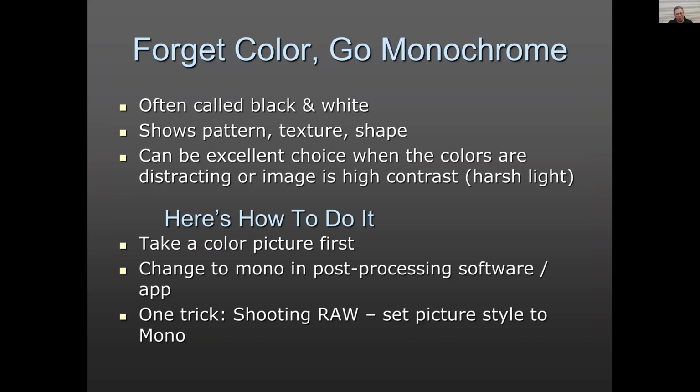Or you can say the heck with color and go monochrome. And that really shows pattern and texture and shape. Particularly if the colors are distracting, or the image is really high contrast, it's harsh light, monochrome can be a real savior in that case. And of course, as I think pretty much all of you know, the way to do it is you take a color picture and in post-processing software, you make it monochrome and you use those colors to adjust the tonality, the brightness or darkness of the different colors to create the effect that you want.